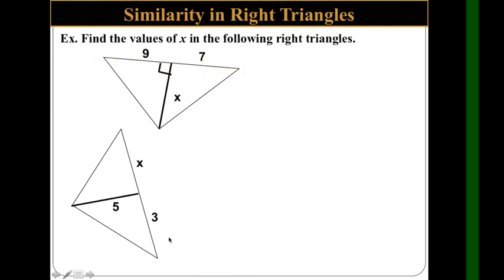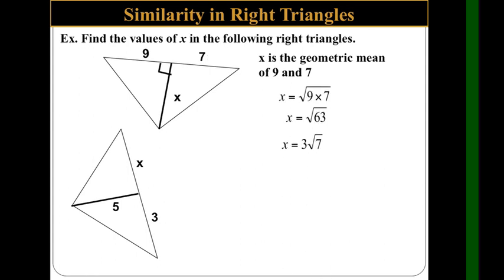To solve, let's have an example. Find the value of x in the following right triangle. So we're looking for the x here, and we are given a and b, so we can solve that. x is the geometric mean of 9 and 7. So we have x equals the square root of 9 times 7. Ginamit niya dito yung x equals square root of ab. So the product is 63.